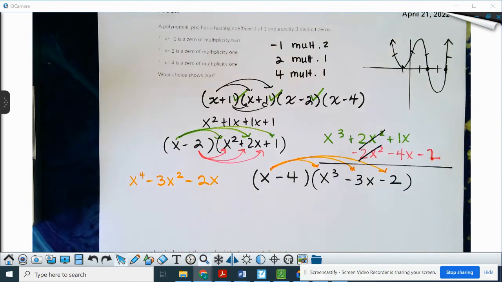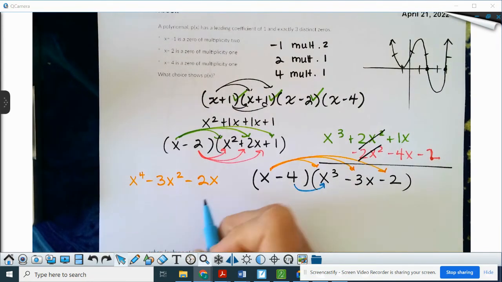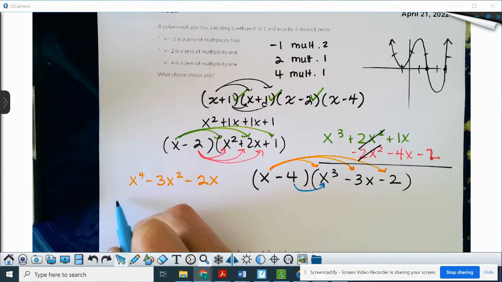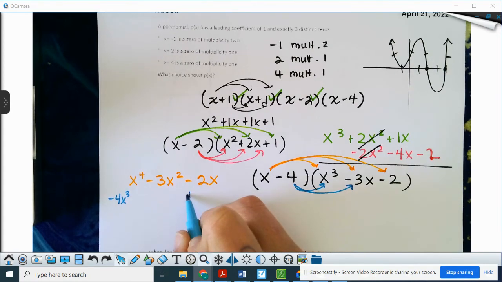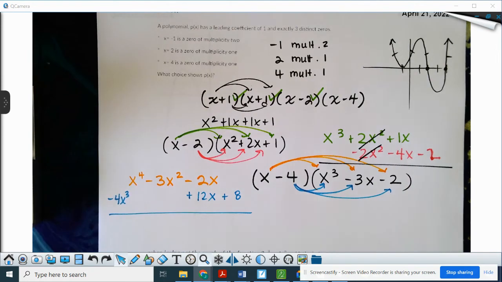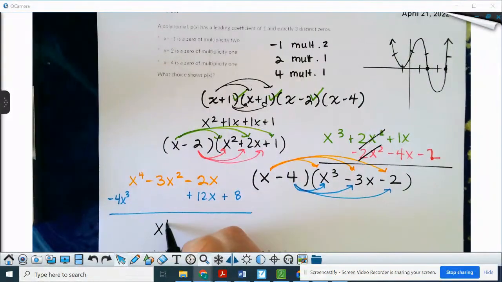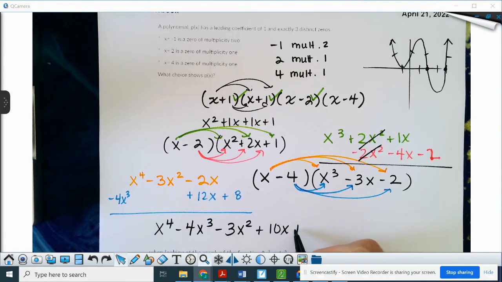Then we're going to do our next one. They're negative 4. So that's getting negative 4 to the x to the 3rd power, which doesn't match any of my sets, so I'll just write it out here for right now. Negative 4 times 3x is going to be a positive 12x, and then negative 4 times 2 is 8. Now remember, your highest exponent goes in the front, so x to the 4th is our highest. Then we have minus 4x to the 3rd power, minus 3x squared, plus 10x plus 8. And that's your answer for that polynomial all the way through.